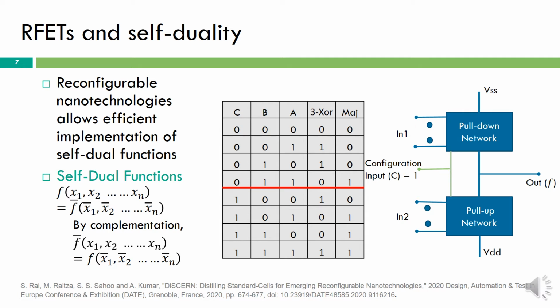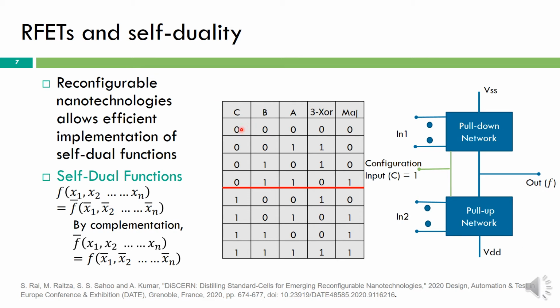So let's try to understand this. Suppose we consider this case where C equals 0, B equals 0, A equals 0, the output of the 3-input XOR is 0. Now this is only possible when the pull-up network is off and the pull-down network is on, so that the capacitance at the output can be discharged.